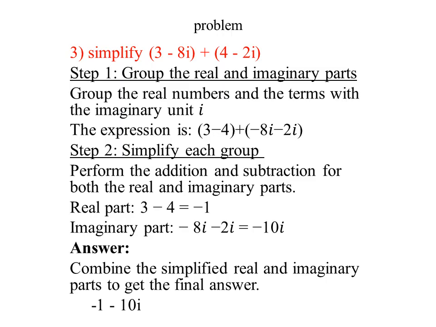Welcome to problem 3. Simplify 3 minus 8i plus 4 minus 2i. In this problem, we have to first separate real parts and imaginary parts. That is, 3 and 4 are real parts, 8i and 2i are imaginary parts.